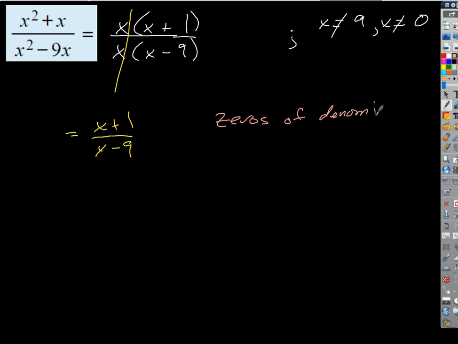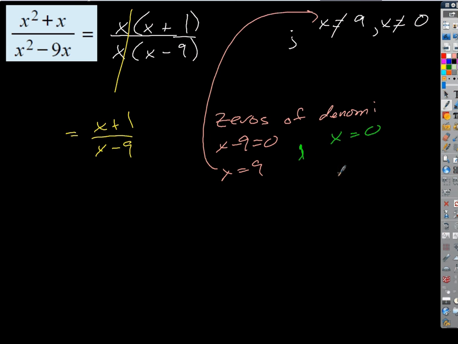Let's take the two factors. We get x minus 9 equals 0 when, what happens if I solve for x? What do I get? Positive. Okay, what about the other one? The other factor is x equals 0. What's the solution to that?